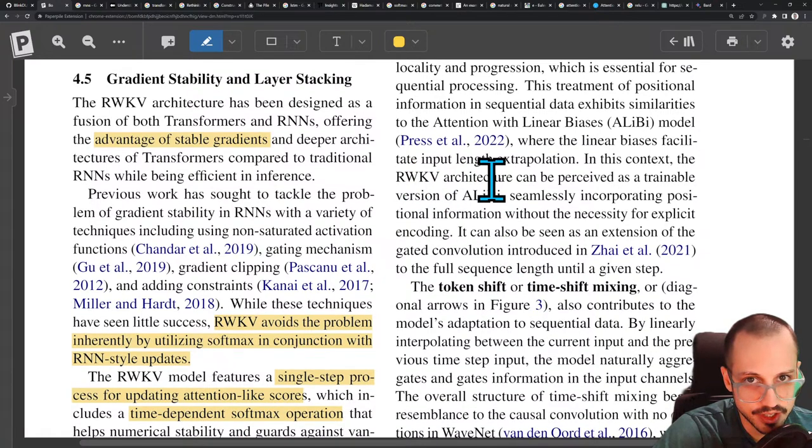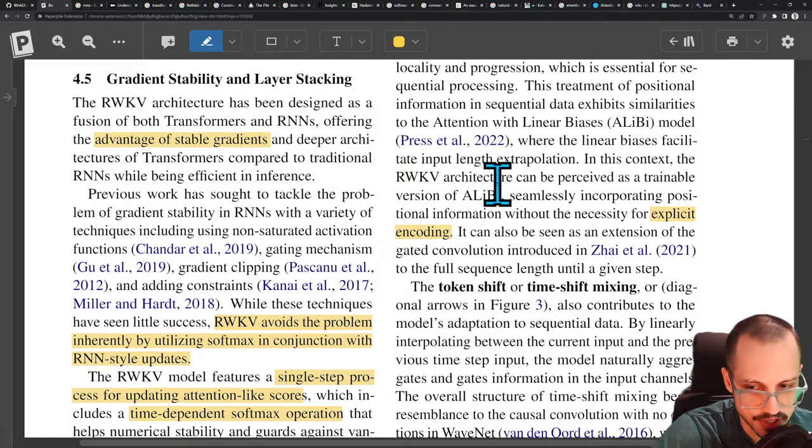In this context, the RWKV architecture can be perceived as a trainable version of Alibi, seamlessly incorporating positional information without the necessity for explicit encoding. So here they're kind of shitting on explicit positional encoders.